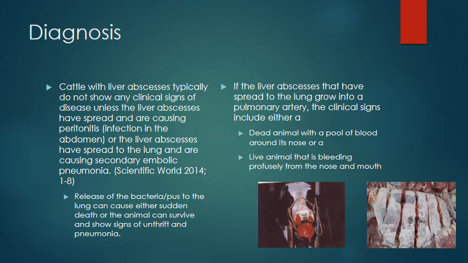Animals with liver abscesses typically do not show any clinical signs of disease unless the liver abscess has ruptured and is causing a peritonitis, which is an infection in the belly, or the liver abscess has spread to the lung and is causing a secondary embolic pneumonia. If these animals do not die from the abscesses in the lungs, they may look unthrifty and look like they have pneumonia. If that abscess penetrates the artery in the lung, these animals will start bleeding, just like the Holstein in the bottom picture here, and they may die from blood loss.